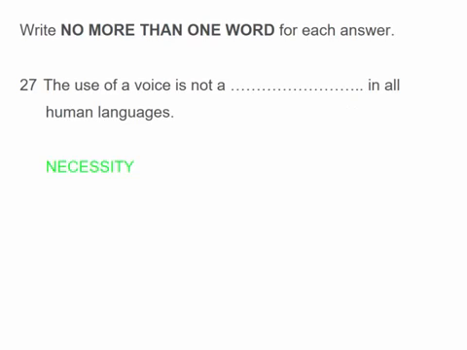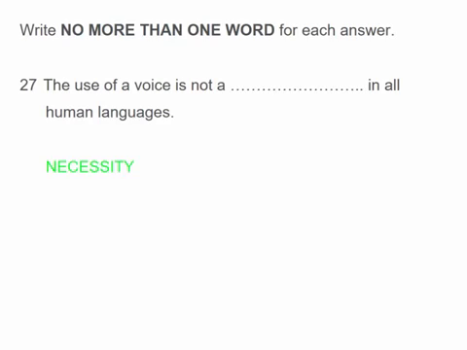Okay, two more. The use of a voice is not a blank in all human languages. Okay, so is not a what? Well, that came from this spot here. It's true that most humans can communicate with their voice in a way you don't see in other animals. Other animals use their voice, but they can't make words the same way, voicing them, pronouncing them. But that's not really a necessity in every human language. Okay, so there at the end, the use of a voice is not a necessity in a human language.